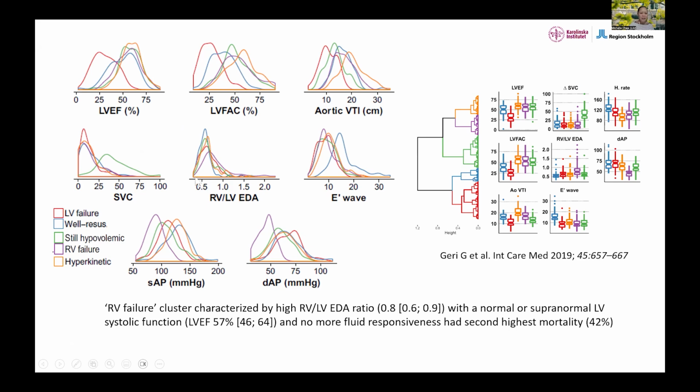But you see here, even in the right ventricular failure cluster, there is a huge amount of overlap between the clusters, and the RV to LVEDA in the purple group, which is the RV failure group, does not seem to stand out compared to the other clusters.